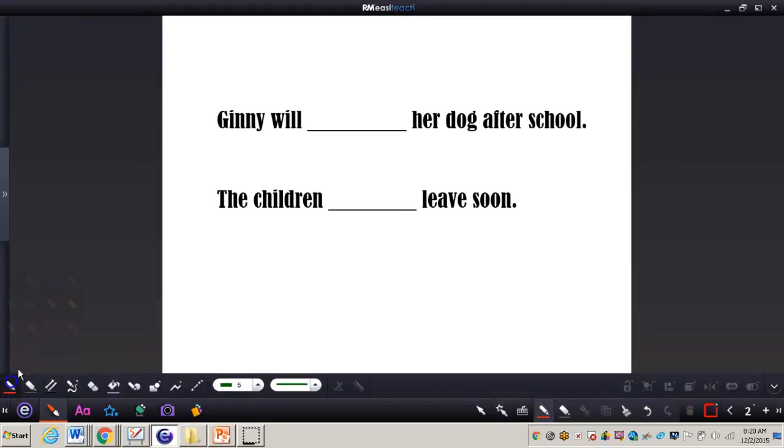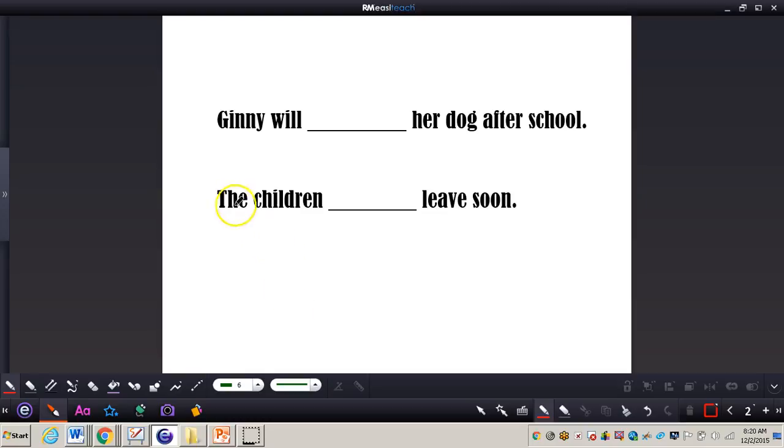So we can see for the first one, it says Jenny will blank her dog after school. Now, if we were to say walk, brush, or feed, we would know that that would be the main verb. Why is it the main verb? We take a look back at our definition of the main verb, and that expresses action. So if Jenny will walk her dog after school or will brush her dog after school, we can see that that would be the main verb of the sentence.